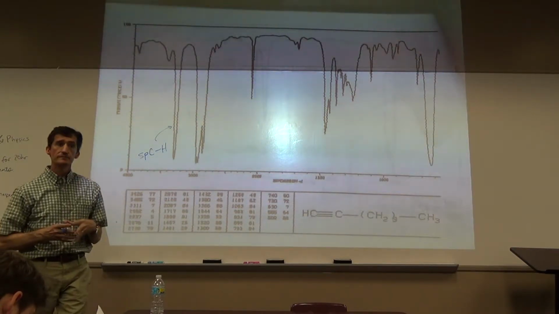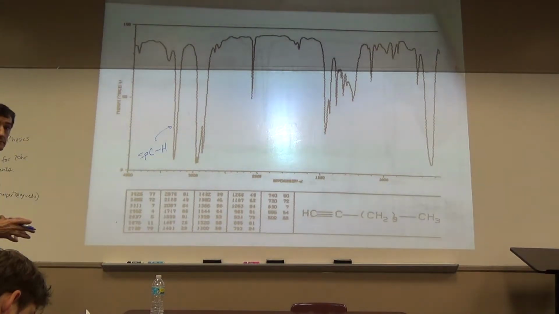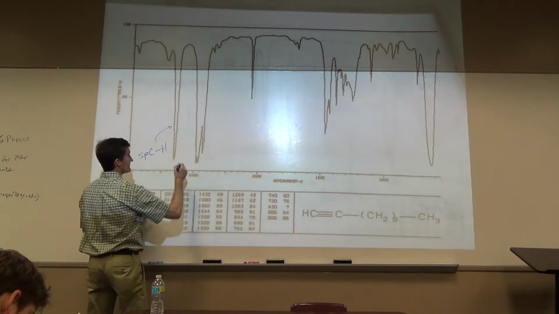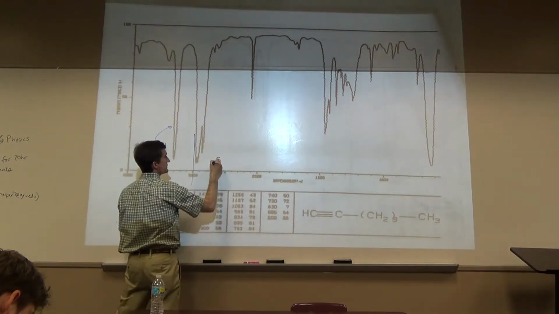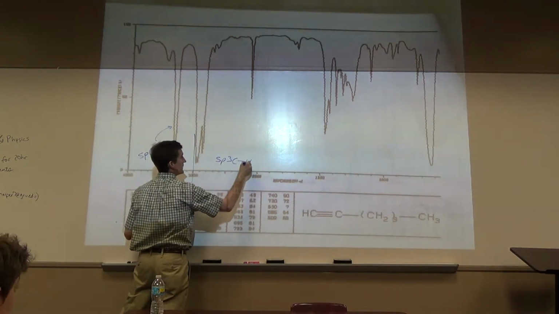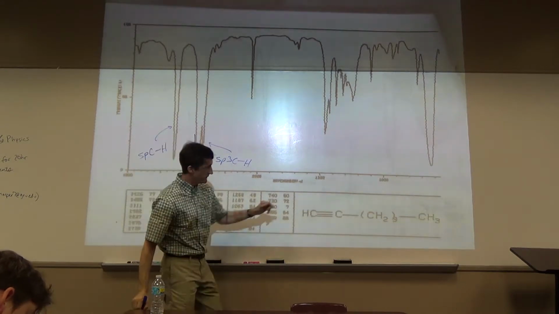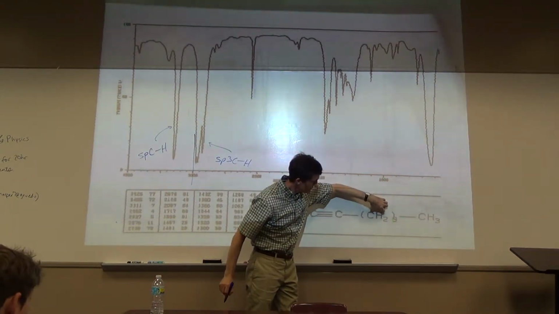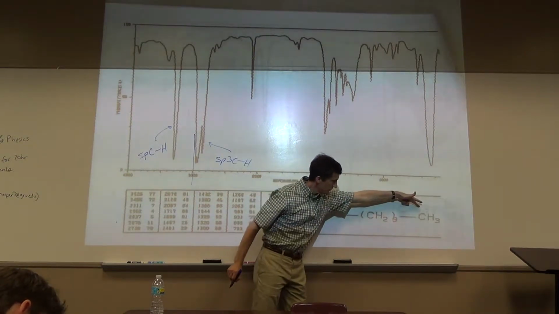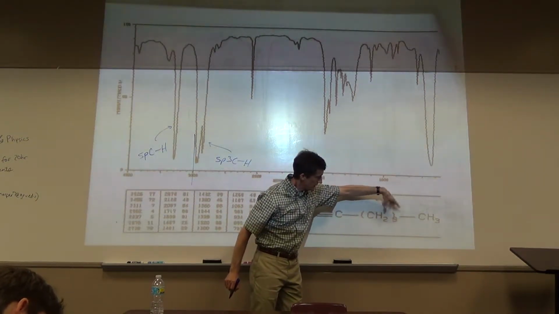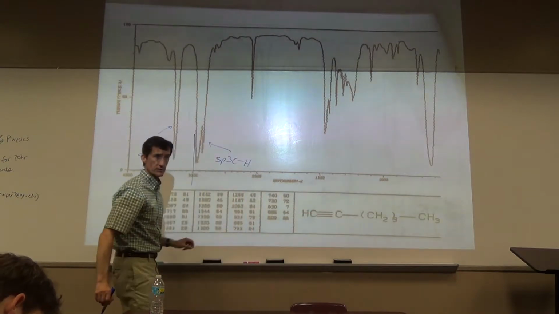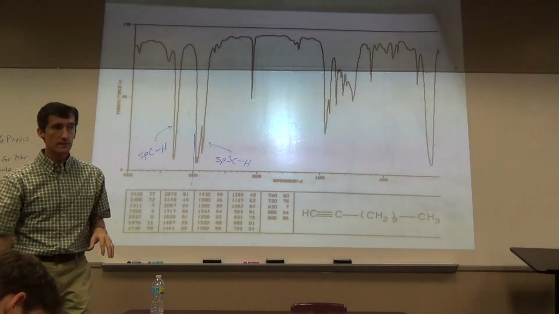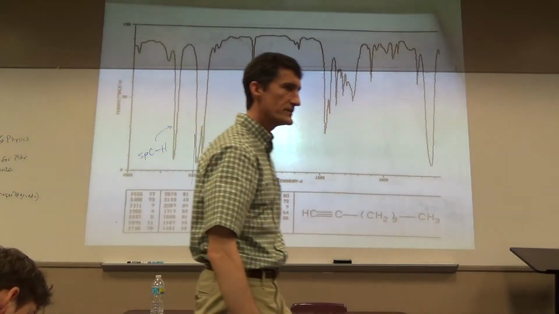Somebody else? This next little thing at 3,000 is sp3 C-H. Just below 3,000 is sp3 C-H? Certainly. All these carbons here, that's condensed, three CH2s and then a CH3 on the end. All those are sp3 C-Hs. There we go.